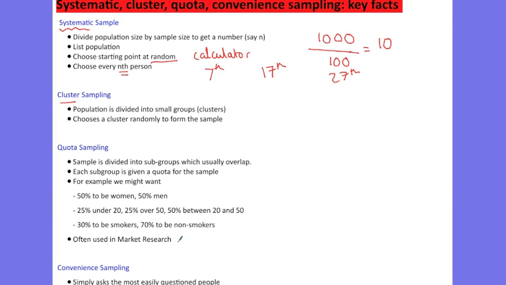We also have convenience sampling, and this is simply when you ask the most easily questioned people. So if you want a sample size of 100, the first 100 people you can find, you ask. And this is called convenience sampling.